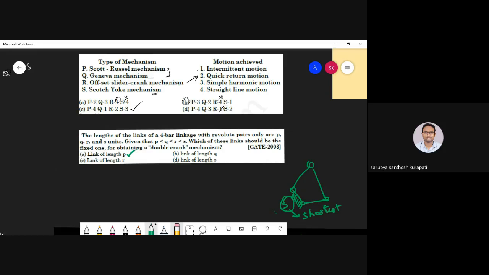So the option is A. I hope you got it. These are the questions from the previous year's GATE. Now can you solve the questions, whatever questions you are going to get from the first unit?